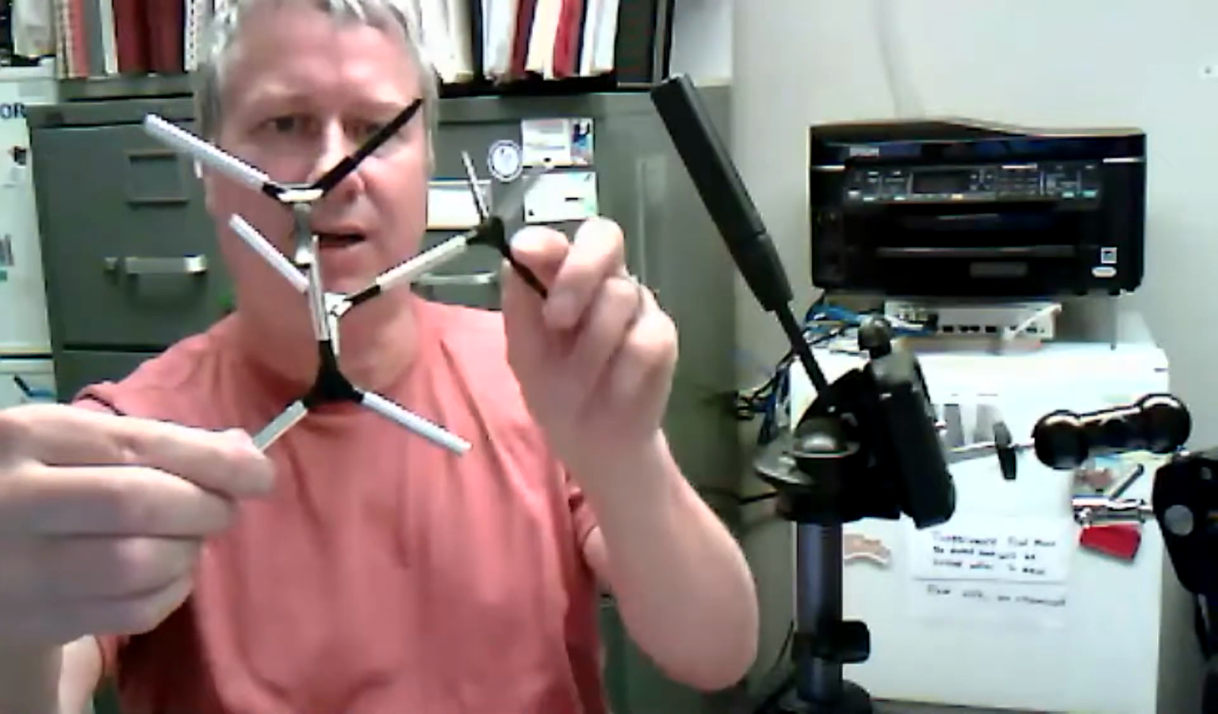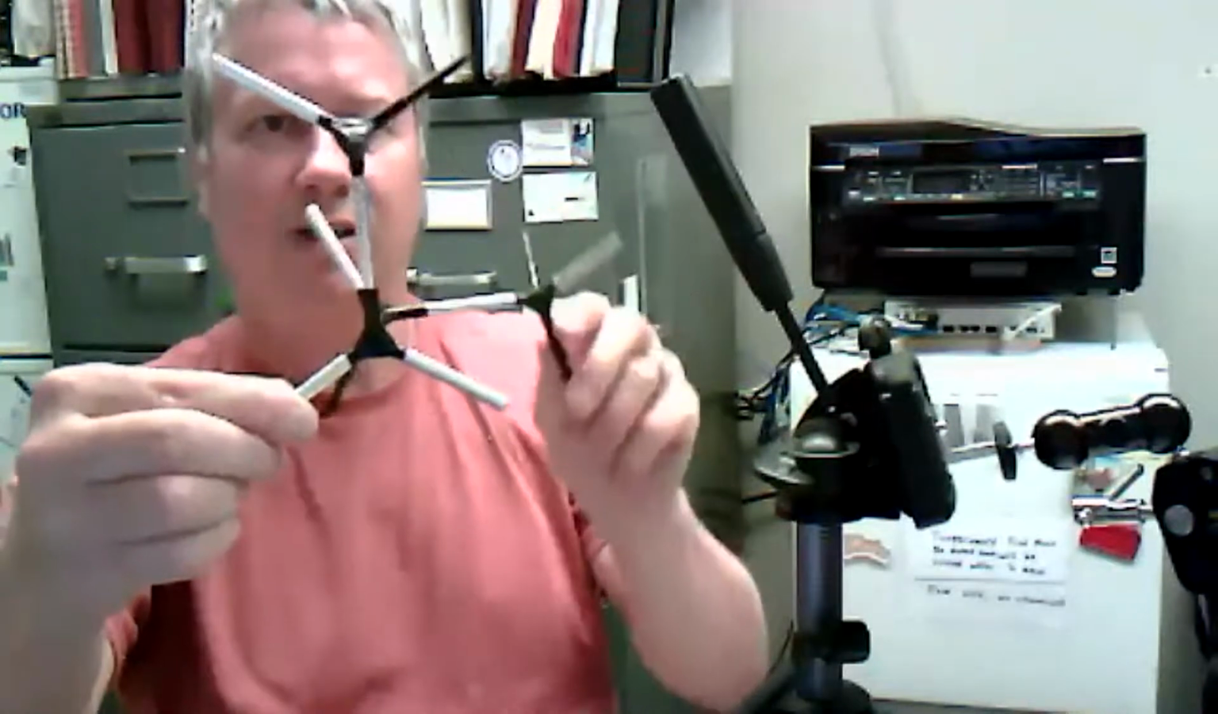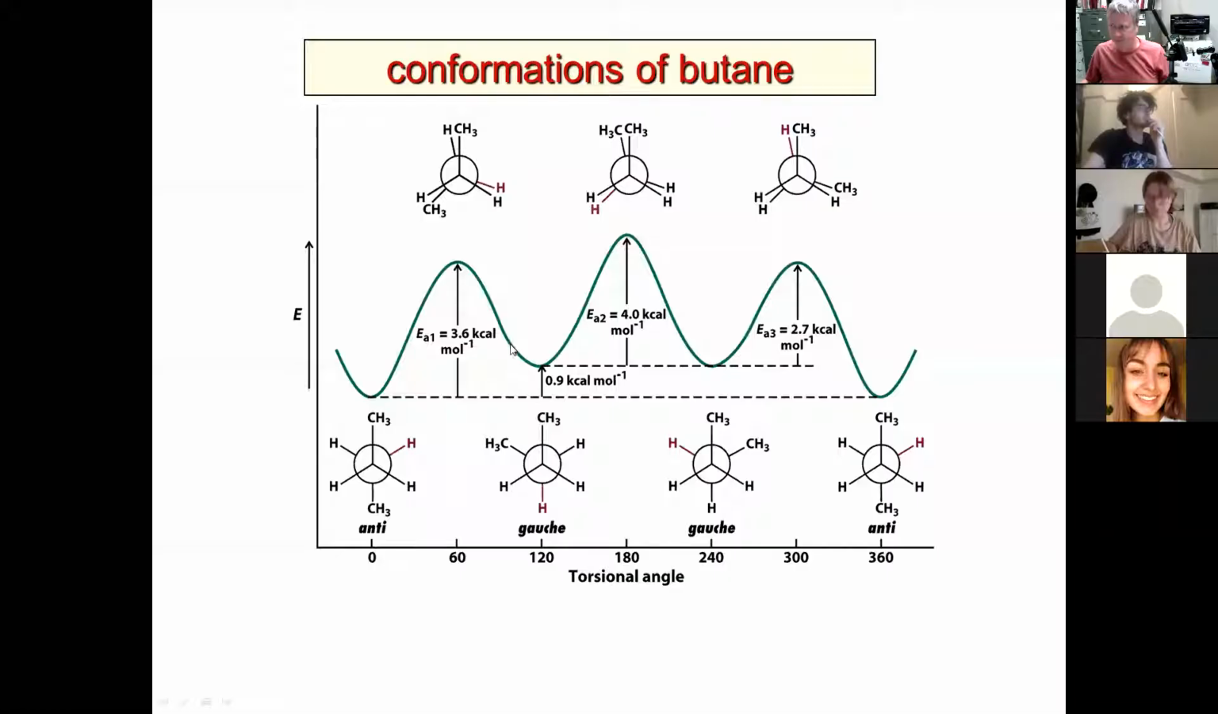You just gotta kind of know there's eclipsed or staggered, and for butane there is a low energy staggered, a higher energy staggered, a low energy eclipsed, and a high energy eclipsed. And the Newman projections really are good. I don't know why some students have difficulty with this, but it's a good way to represent this, to show the relative orientation of the CH3s, right?